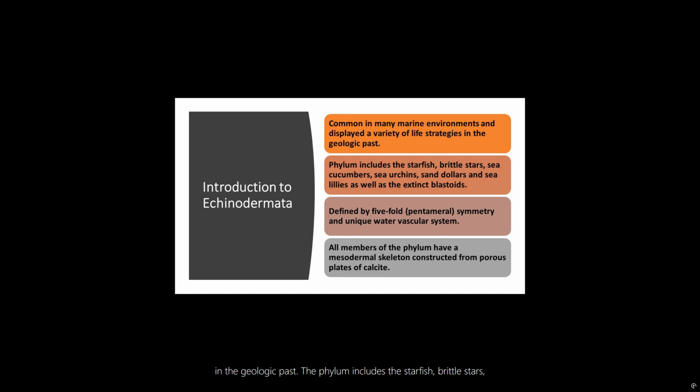The phylum includes the starfish, brittle stars, sea cucumbers, sea urchins, sand dollars, and sea lilies, as well as the extinct blastoids. They are defined by a unique five-fold or pentameral symmetry and a unique water vascular system. All members of the phylum have a mesodermal skeleton constructed from porous plates of calcite.